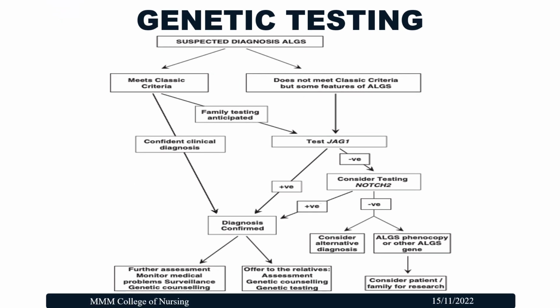Let's look at the genetic testing for Alagille syndrome. For a suspected diagnosis of Alagille syndrome, if a particular patient meets the classic criteria, we can go ahead with family testing. If a confident clinical diagnosis is made, confirm the diagnosis, do further assessment, monitor medical problems, surveillance and genetic counseling. Again, if the diagnosis is confirmed, offer the relatives assessment, genetic counseling and genetic testing.